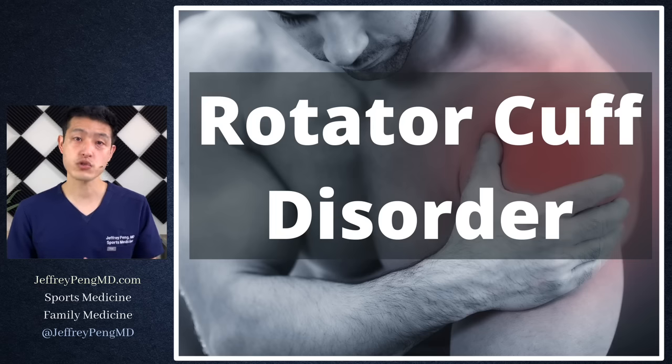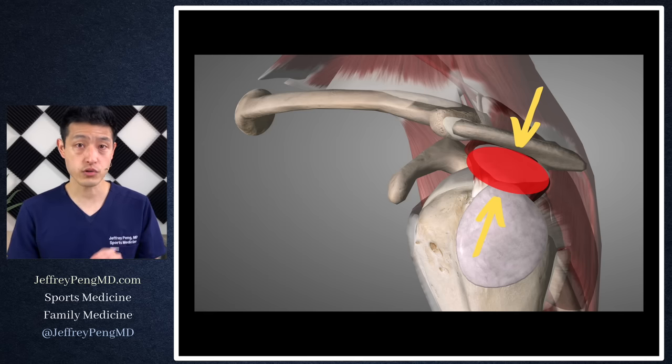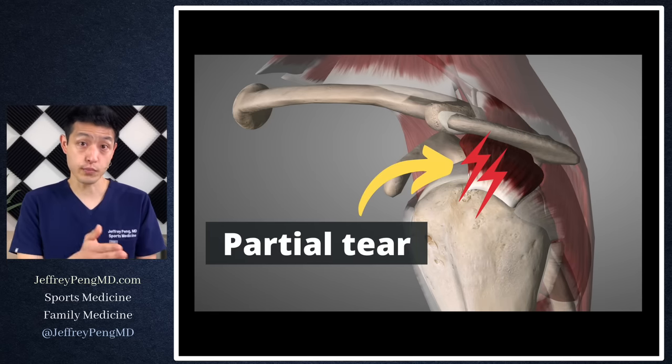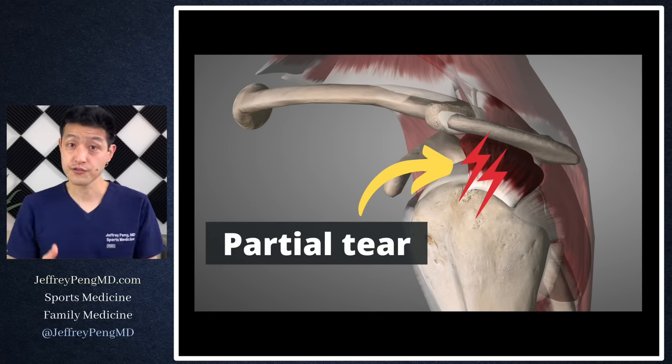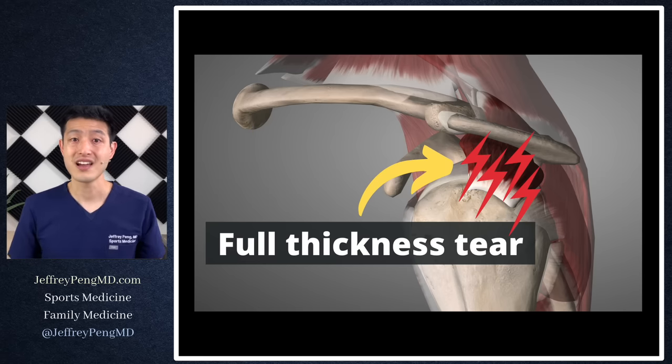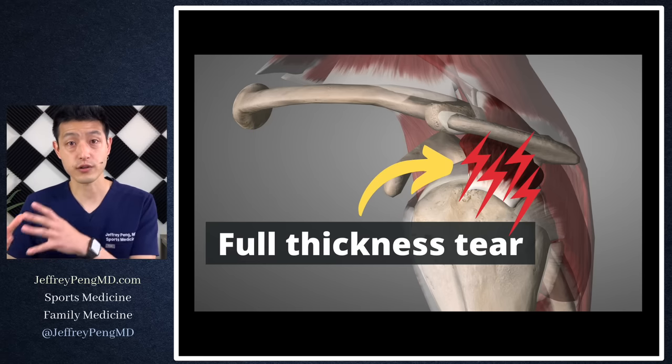Now, the overwhelming majority of people who have shoulder pain have some type of rotator cuff disorder. And rotator cuff disease is actually a progression of problems related to the shoulder muscles and tendons. It progresses from subacromial impingement syndrome to partial tears of the rotator cuff to full thickness tears of the rotator cuff and then to massive tears and rotator cuff arthropathy.